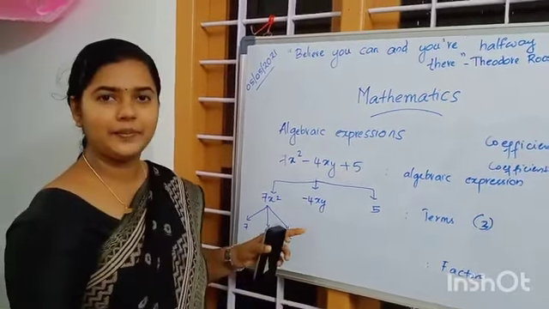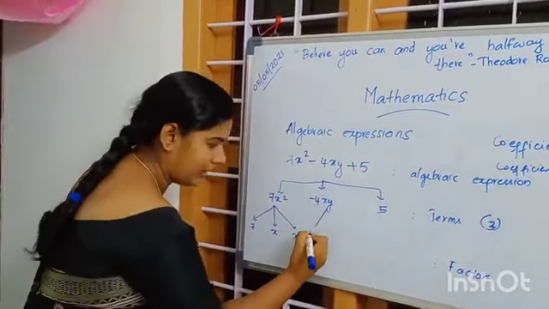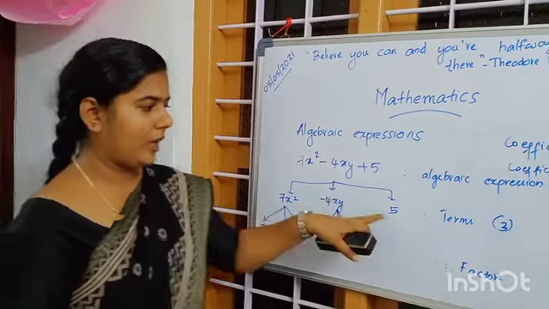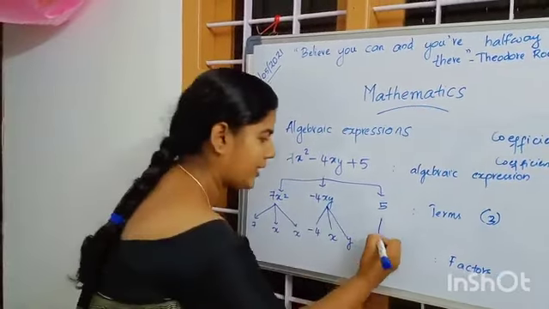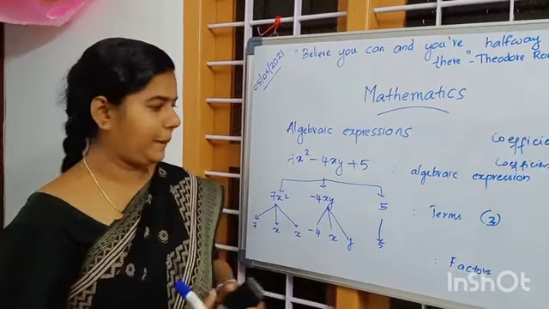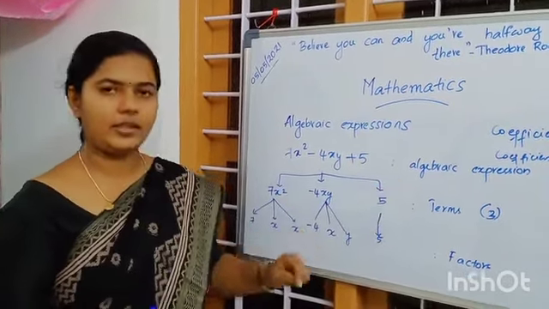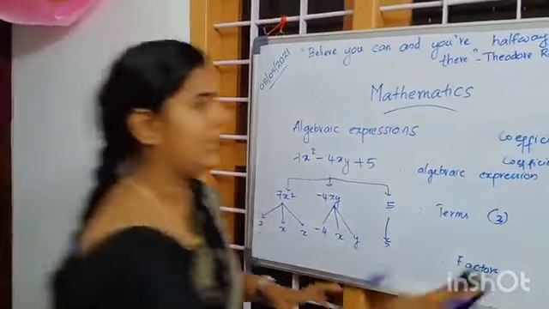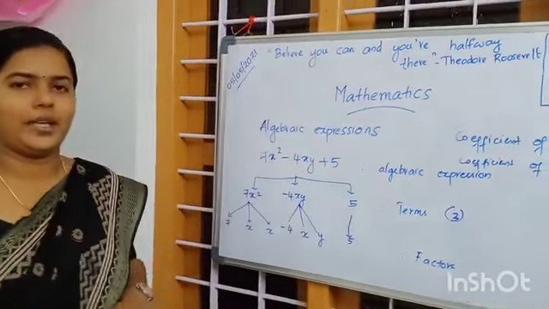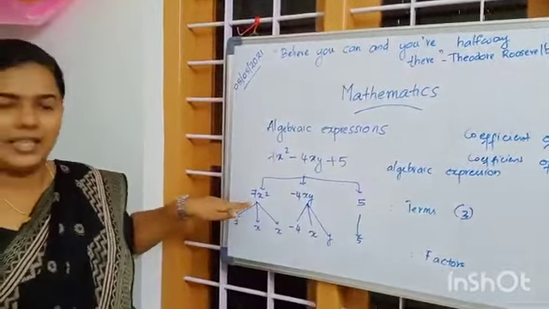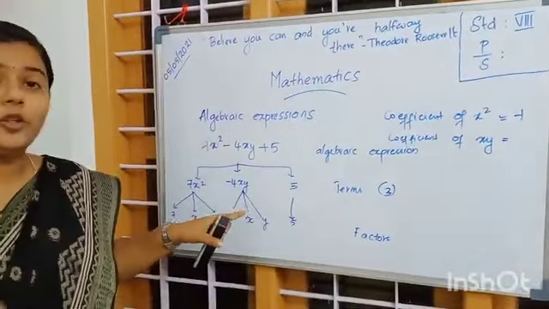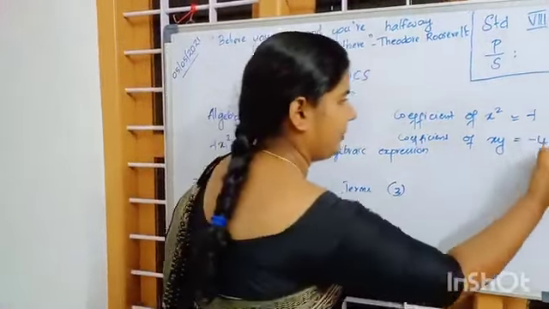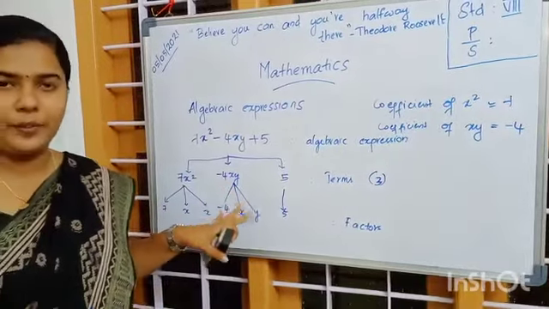What about the second term? Yes, there are also 3 factors. They are negative 4, x and y. What about this term? Yes, 5 is the factor of 5 itself. Okay. So, we have discussed terms, factors and the next is, yes, it's coefficients. So, my question is, what is the coefficient of x square here? Yes, it's 7. Good. What about coefficient of xy? Yes, it's -4. Is this problem clear to you?